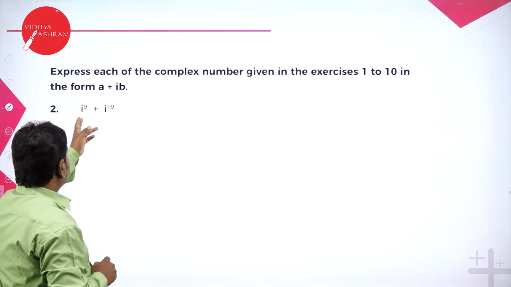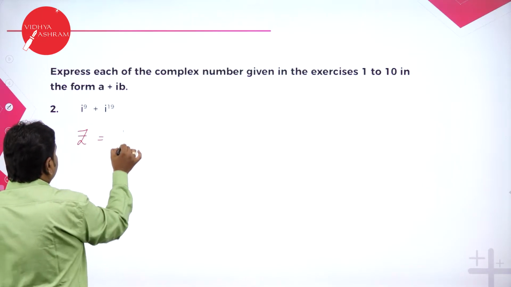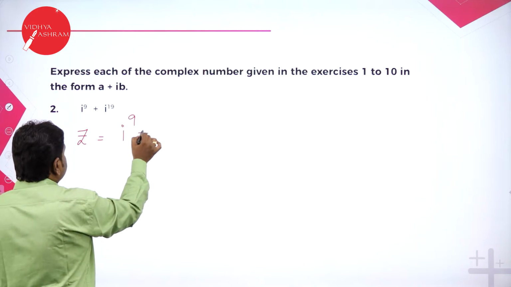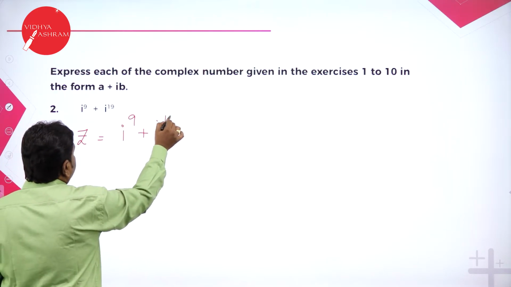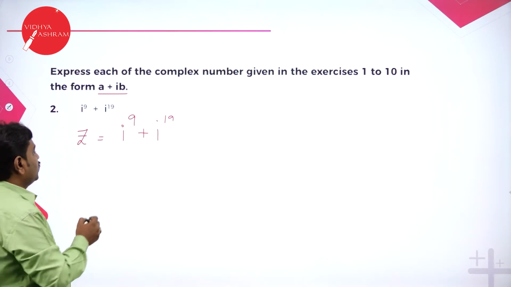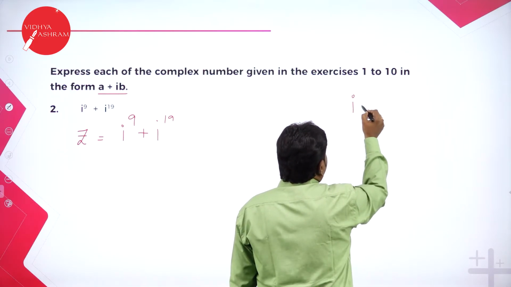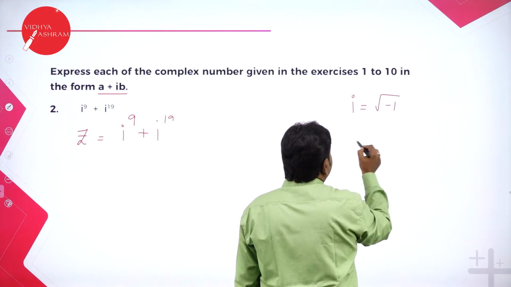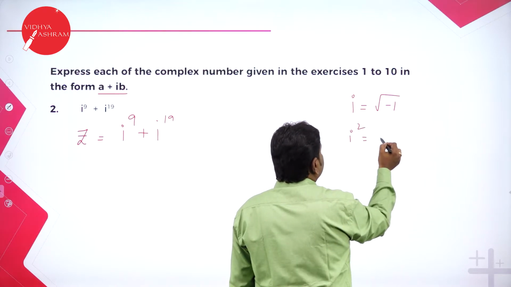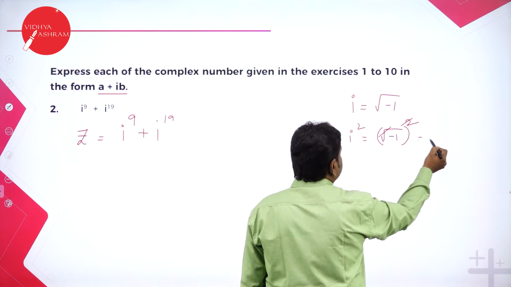Next they want i power 9 plus i power 19. The second question, z is equal to i power 9 plus i power 19. Again they want you to write in what form? A plus ib form. See, the i value is very interesting. i is root of minus 1, all of you know. i square is root of minus 1 the whole square. When you do, the square root cancels, minus 1.